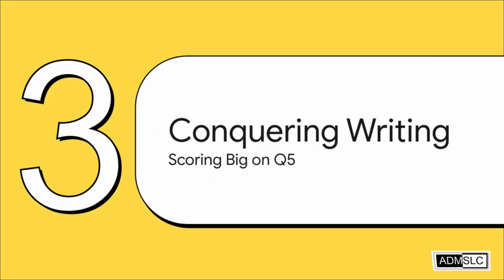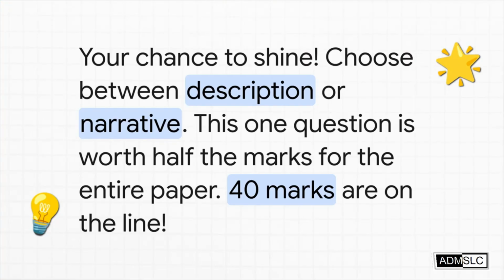Phew, we've made it through the reading gauntlet. Now it's your turn to shine. Section B is your chance to show off your own writing skills. And with 40 marks up for grabs, this is a massive opportunity to score big. You'll get a choice of 2 tasks.